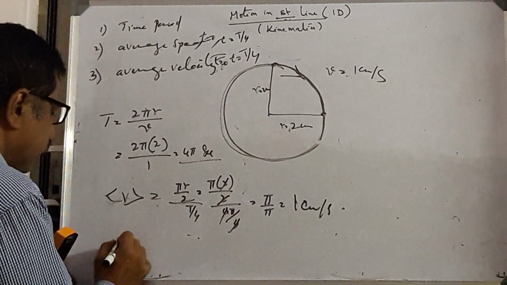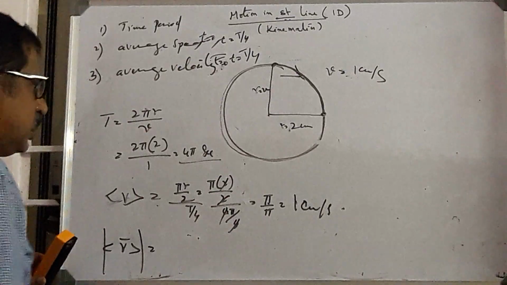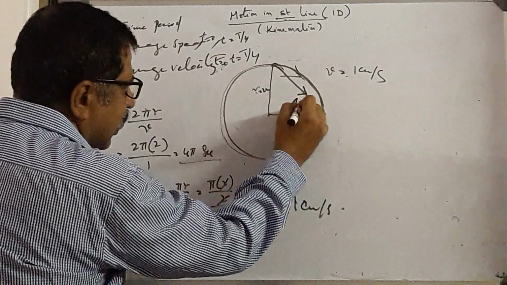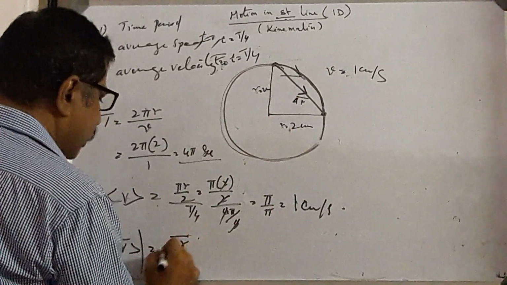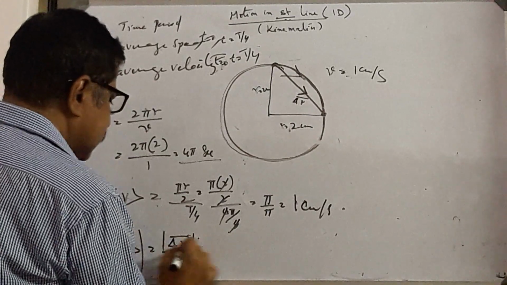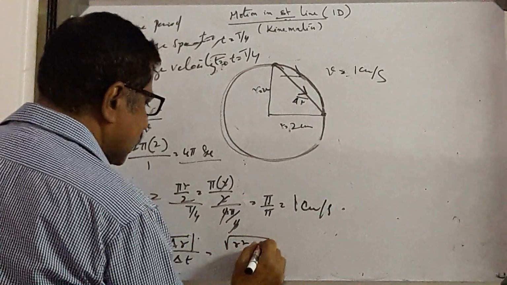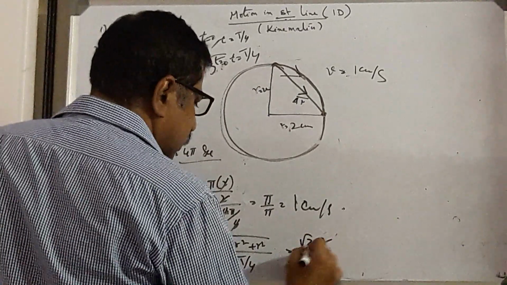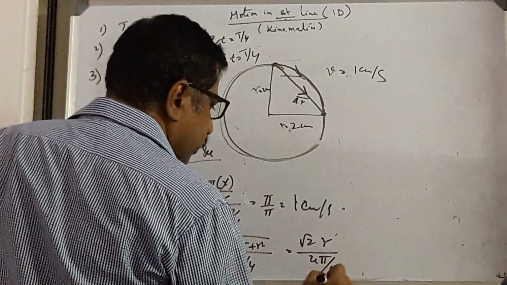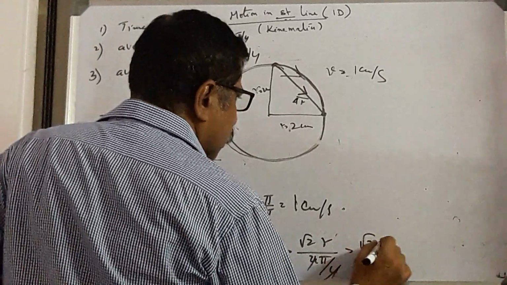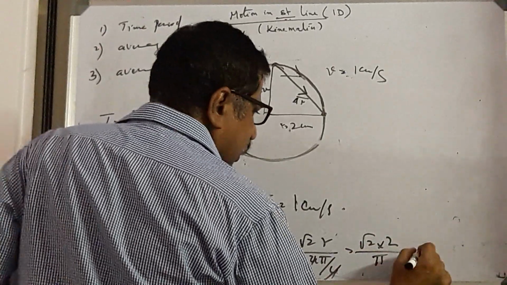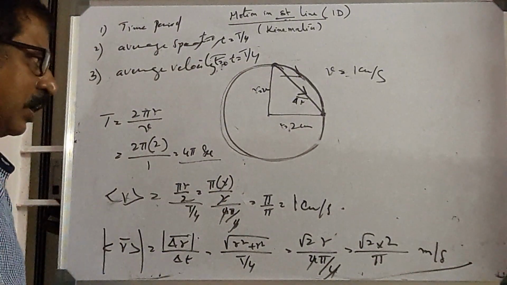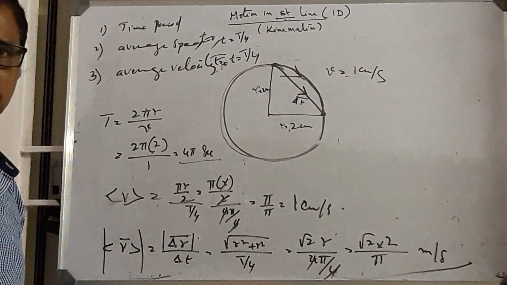Average velocity is equal to the displacement covered by the particle, delta r bar, by delta t. The modulus is square root of r square plus r square by delta t, which is T by 4. It is root 2 r by T, where T is 4 pi, by 4. The 4 cancels. Root 2 r is equal to root 2 by pi meter per second. This is the average velocity of the particle.